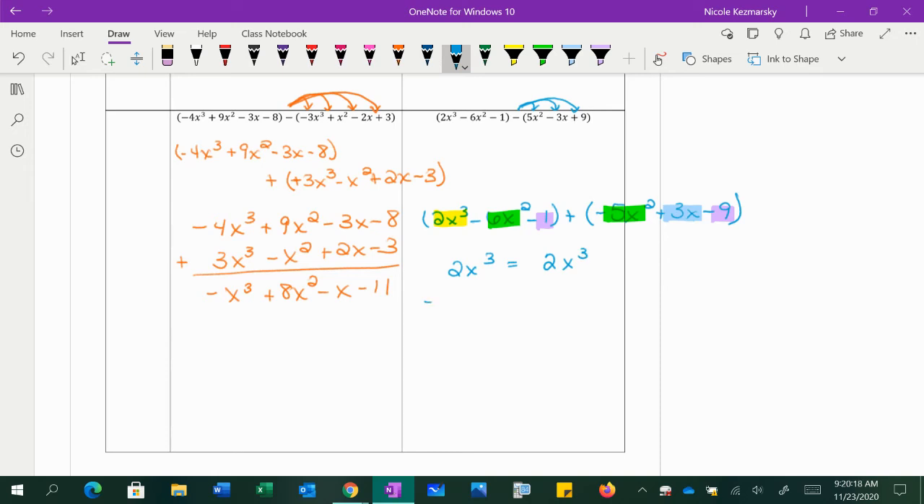And then I've got negative 6x squared plus negative 5x squared, which is negative 11x squared. Then I've got the 3x that doesn't have a like term. And then I have negative 1 plus negative 9, which is negative 10. So keeping track of all of my terms, I have a 2x cubed minus 11x squared plus 3x minus 10. And that's subtraction.